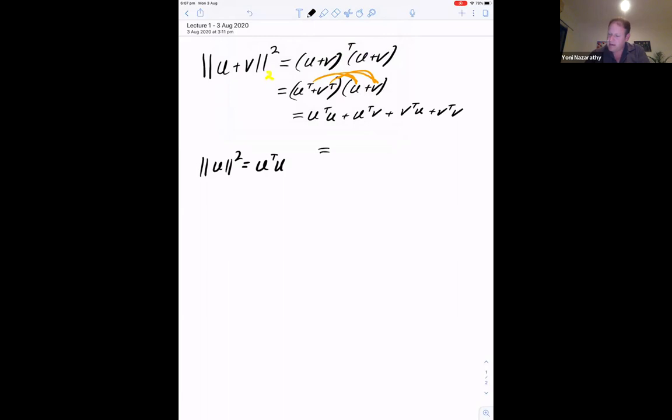Now, what I have here is the norm of u squared. That's this guy. Plus the norm of v squared. Now, let's look at these two entries. Are they the same? u transpose v and v transpose u.